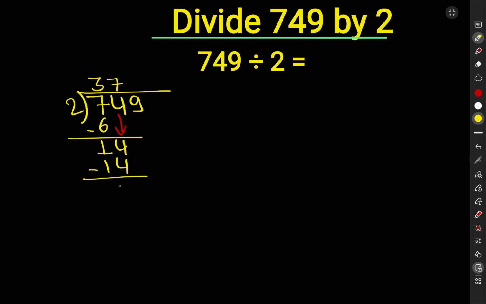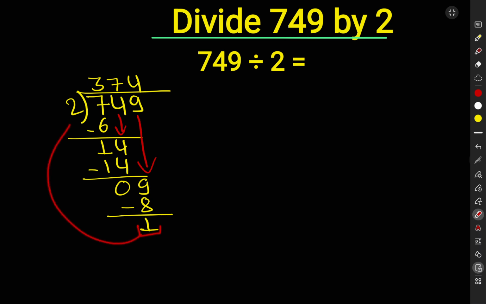On subtracting we get 0. So again we put down this 9 and 2 times 4 is 8. On subtracting we get 1. So now this 1 is less than 2 and there is no other number to put it down.